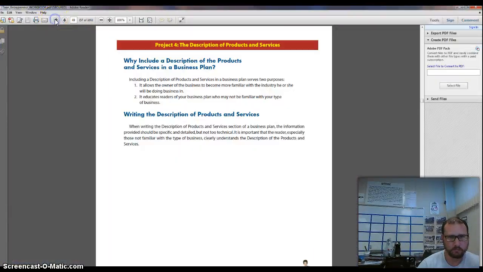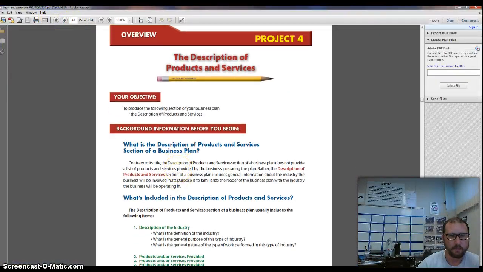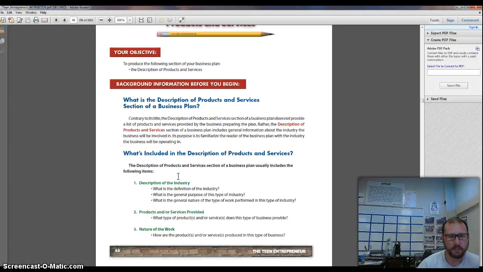Project 4 is about a description of products and services, and that's part of the business plan for the simulation. So what's included in the products and services part of this plan? One, it's the description of the industry. What is the definition of the industry? What is the general purpose of this type of industry? What is the general nature of the type of work performed in this type of industry?